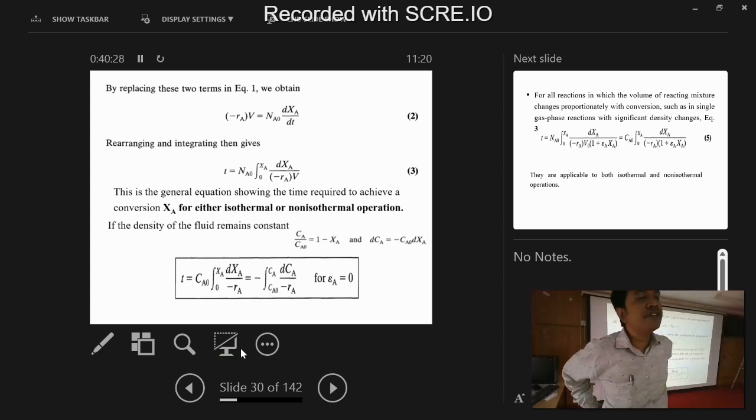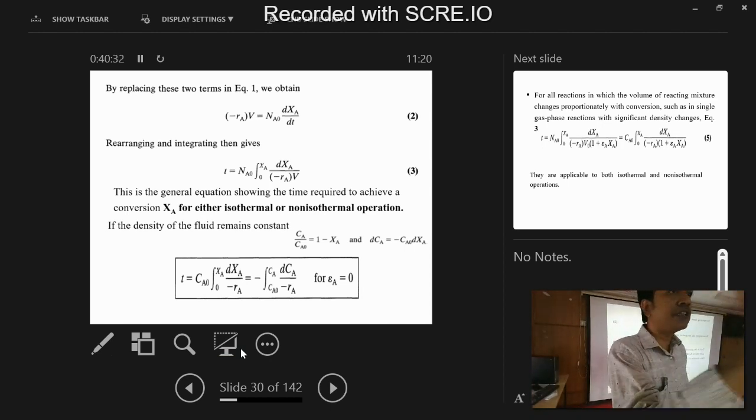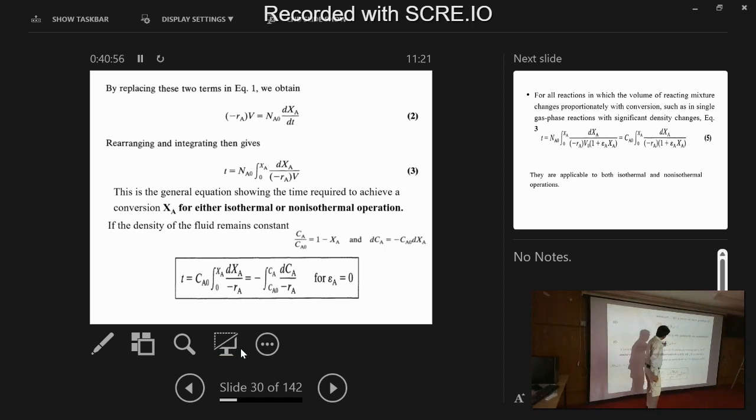So what is the performance equation for a batch reactor? How do we derive it? Very simple. Take the material balance equation. In is 0, out is 0. Only two terms, disappearance and accumulation. Disappearance is minus RA into V. We know that. Accumulation is dNA by dt. So NA is equal to NA naught into 1 minus XA, so dNA by dt is that. Take the derivative, and you end up with minus RA into V is equal to NA naught into dX by dt. Or if I integrate it, I get t is equal to NA naught, integration from 0 to XA, dX by minus RA into V.